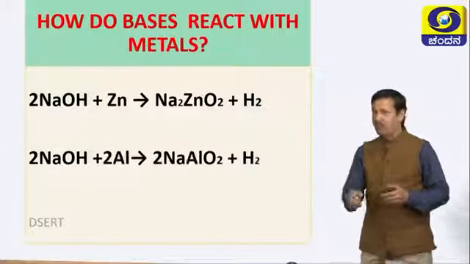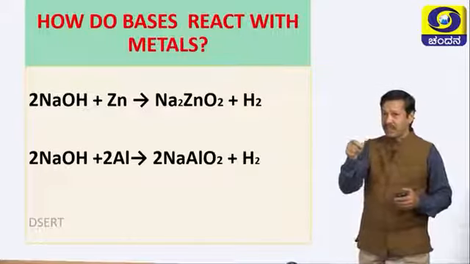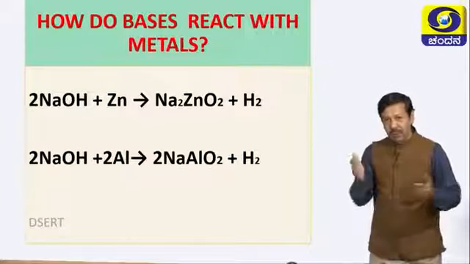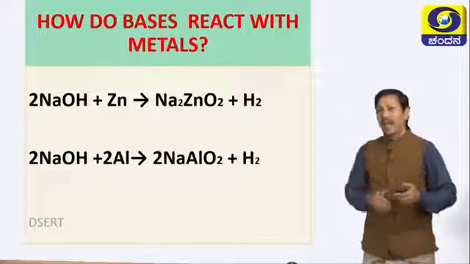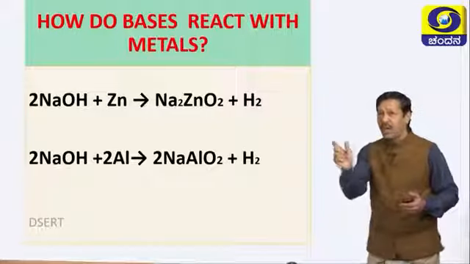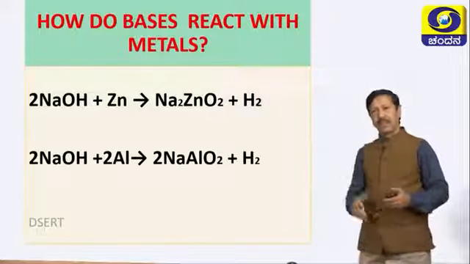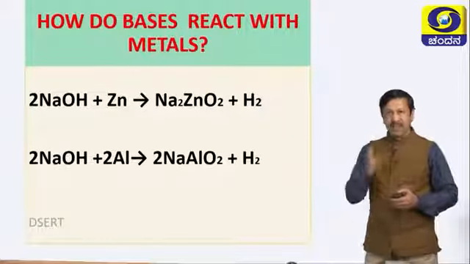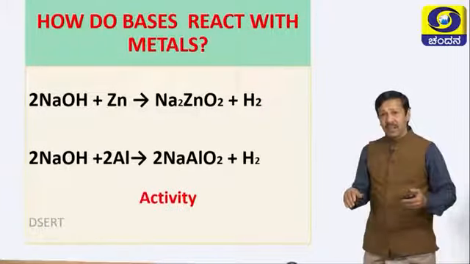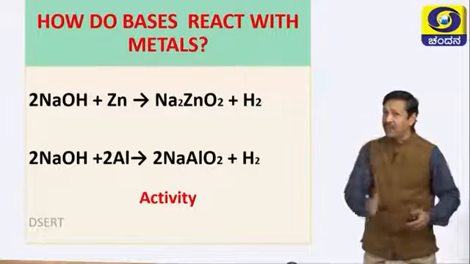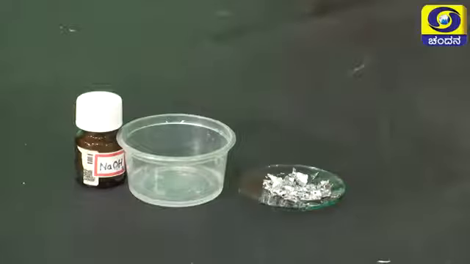Similarly, one more metal, aluminum, reacts with sodium hydroxide, a base, to form NaAlO2, sodium aluminate, which is the salt, plus hydrogen gas. Let us understand this with the help of an activity. You will enjoy this activity. Dear students, now let us see how a base reacts with a metal. That is, aluminum reacts with sodium hydroxide to produce sodium aluminate plus hydrogen gas. Let us observe this one.